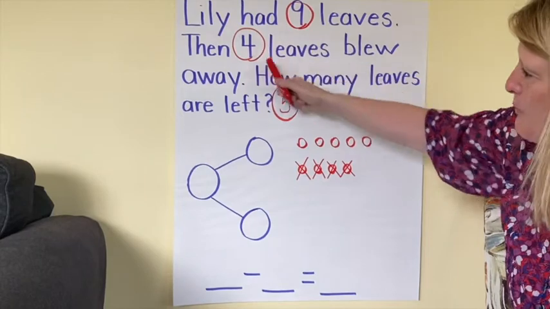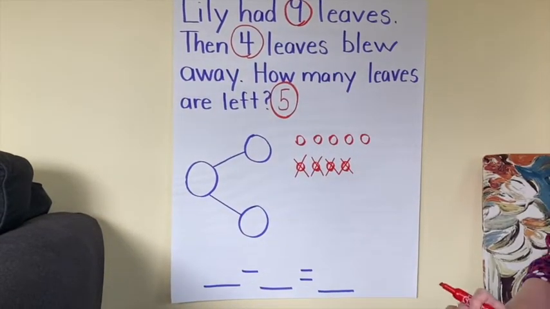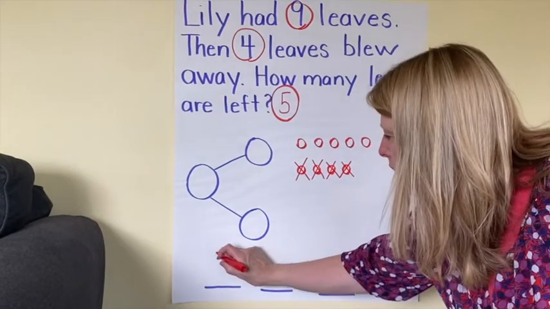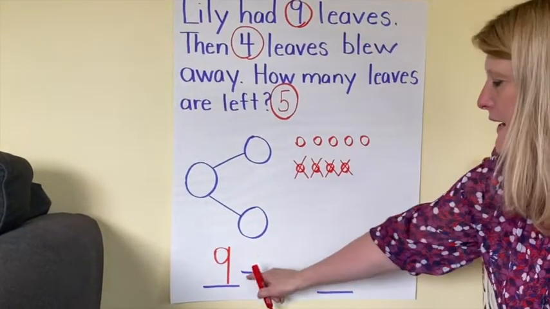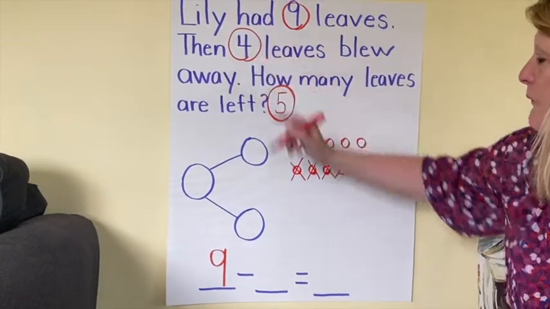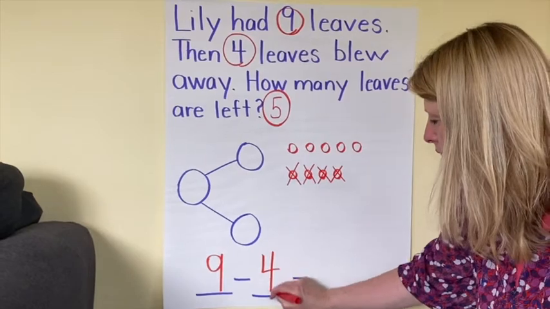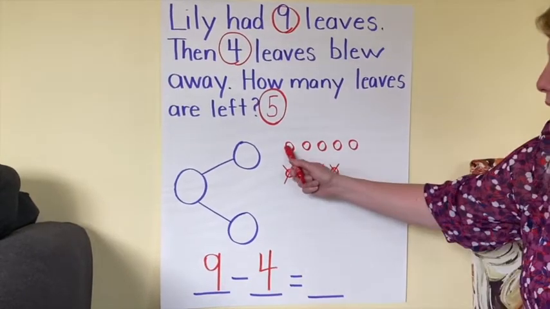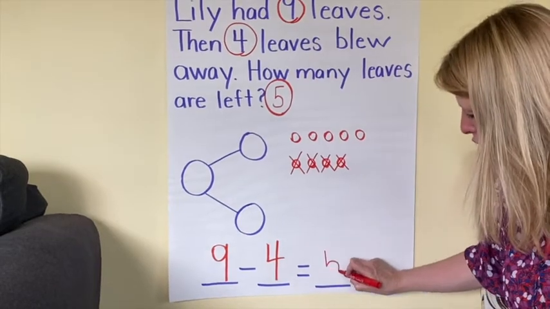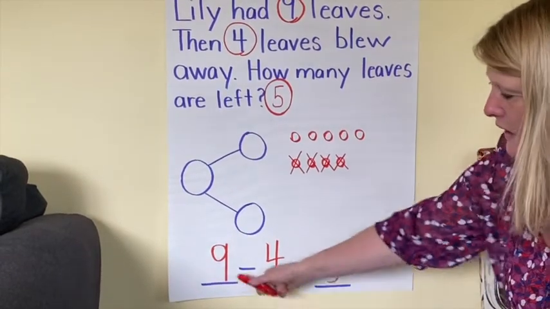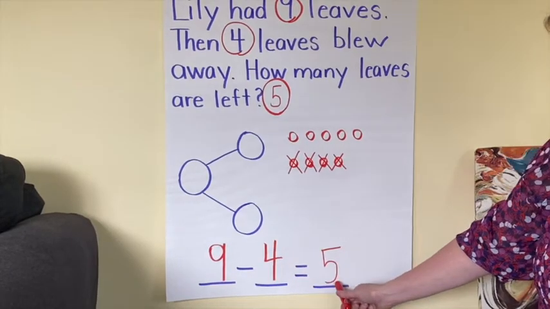So here's my numbers that I'm going to use for my number sentence. How many did I start with? My whole, 9 leaves. Minus, I took away how many? 4. Yep, there it is in my picture. 4 equals how many are left? Oh, I already answered that. 5. So my number sentence now reads 9 minus 4 equals 5.